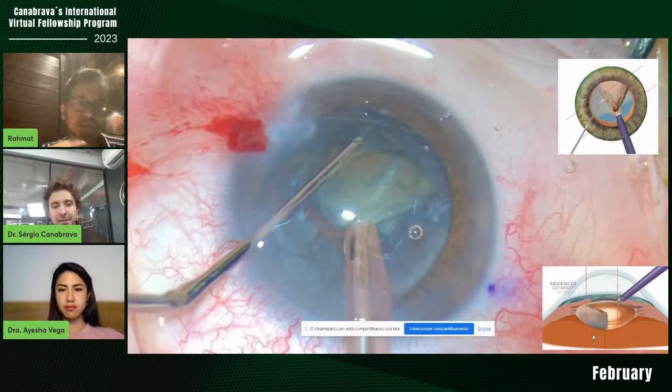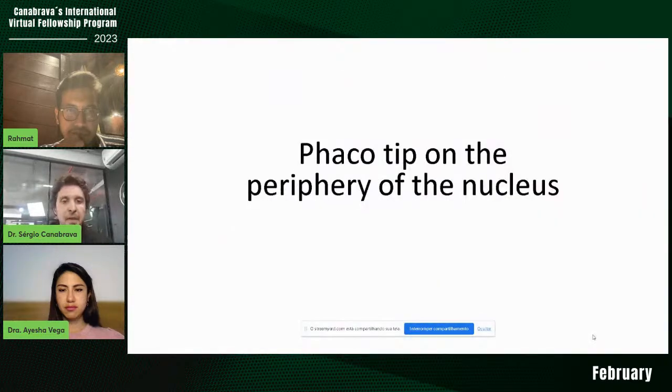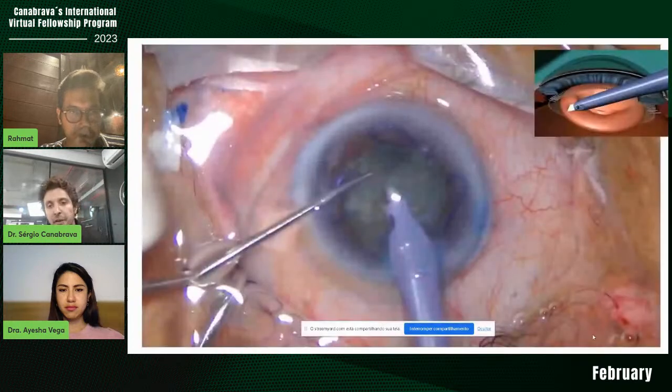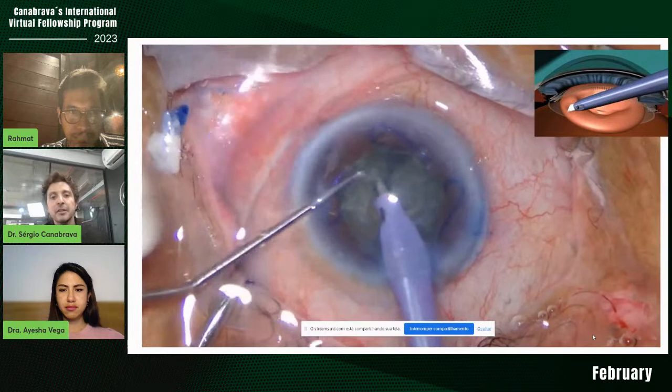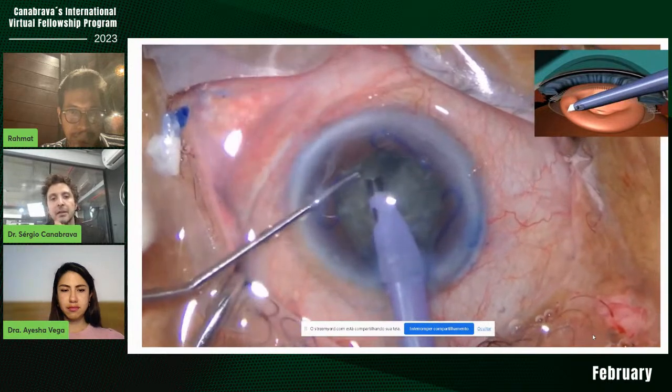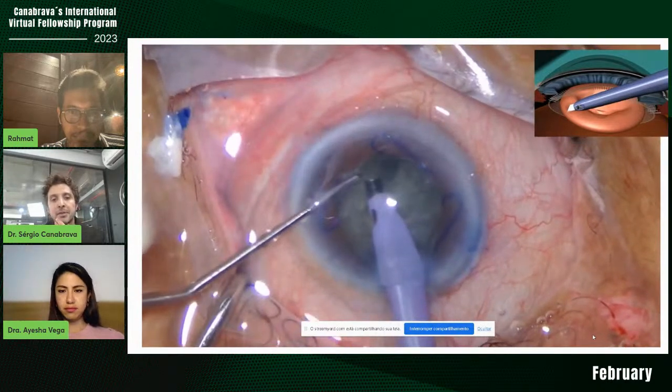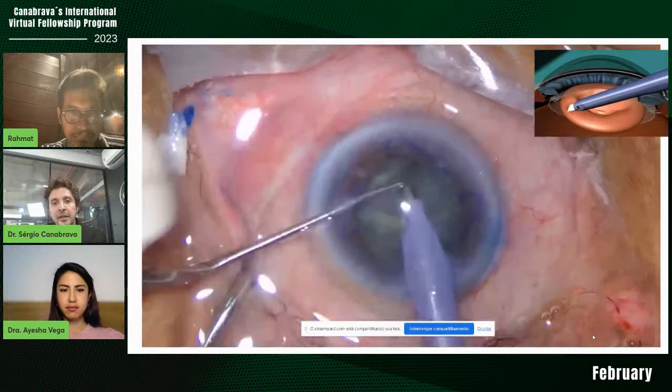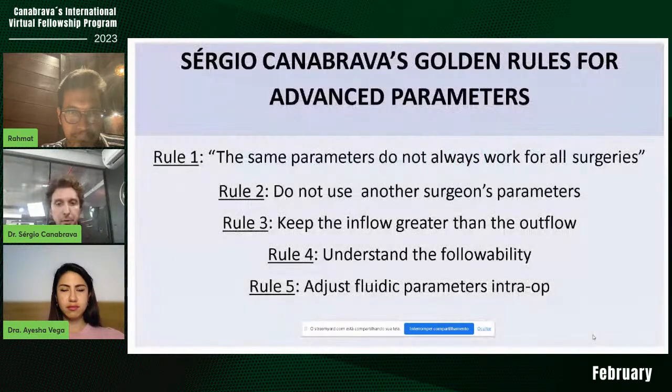The followability stays okay, everything comes to your probe, to your tip, so it's safer to avoid posterior capsule rupture. Another tip here, phaco tip on the periphery of the nucleus, please never do it, if you have a posterior capsule rupture.